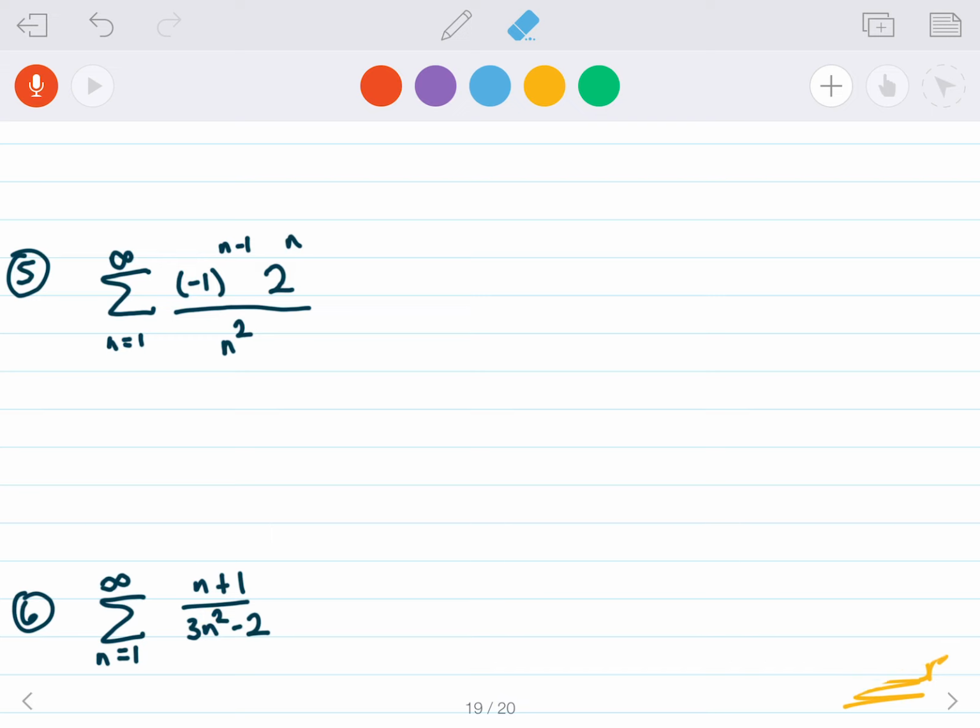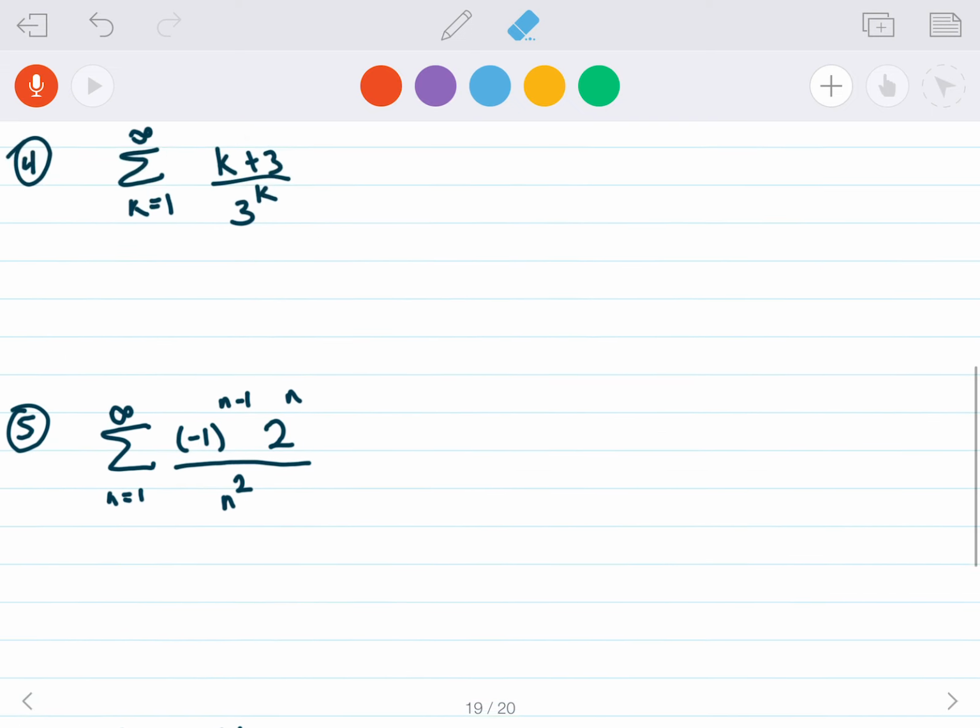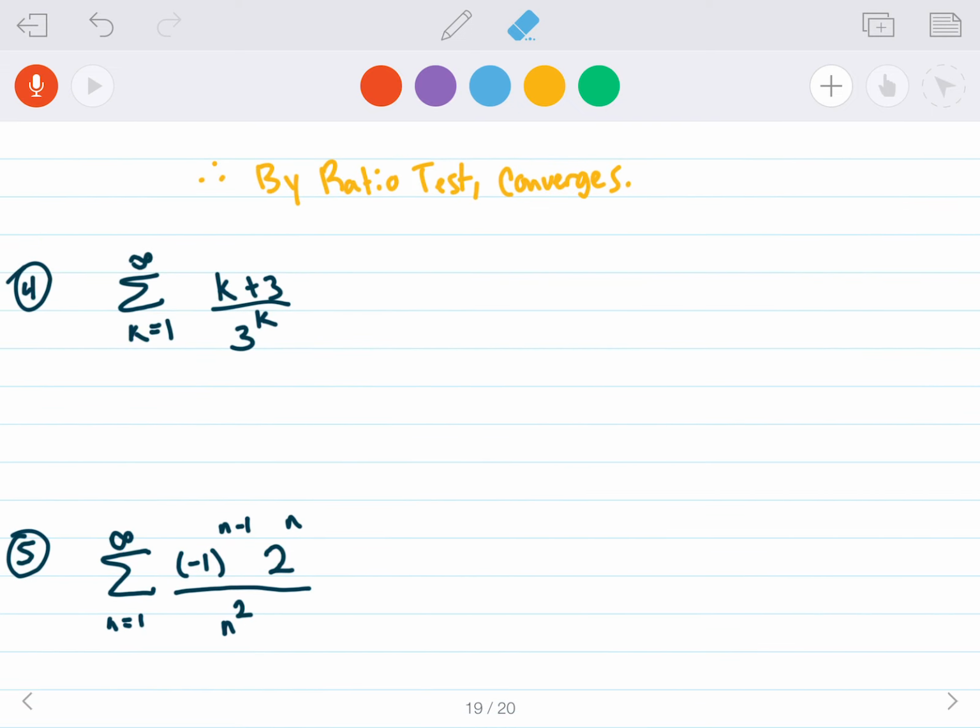Let's do some more examples. Okay, so with number 4, I have a similar situation. I know it says k, but you can think of it as n. That's just the letter that we're choosing to use here. And the first thing I notice is I have a constant to a power n, or k in this case. So I think the ratio test would be appropriate here again.